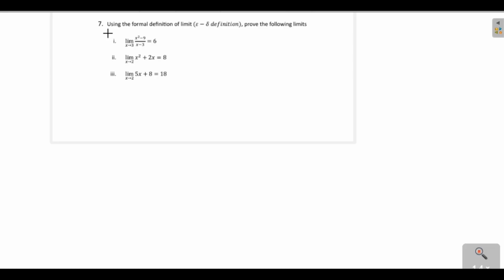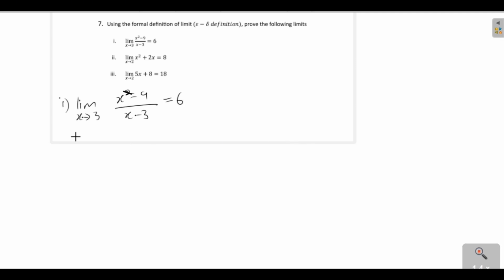In this problem, we are told to use the formal definition of limit, which is the epsilon-delta definition, to prove the following limit. So I'm going to begin with the first one. We have to prove that the limit as x approaches 3 of (x squared minus 9) over (x minus 3) is equal to 6.